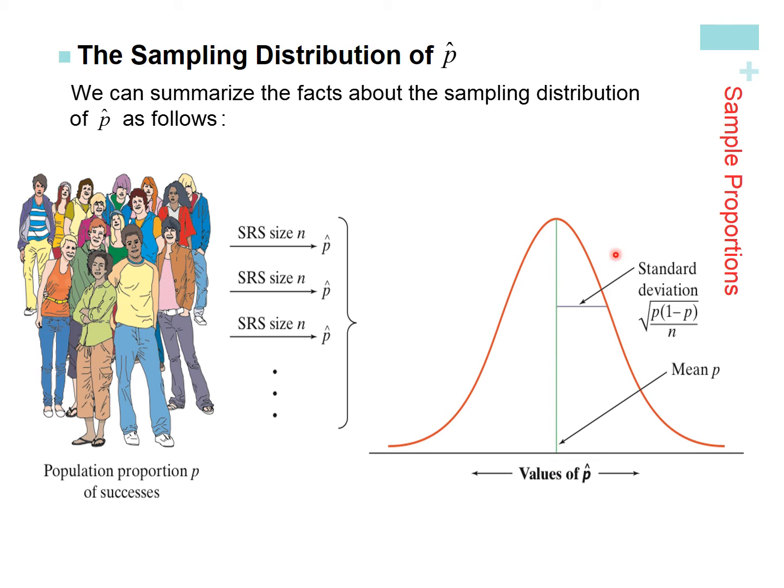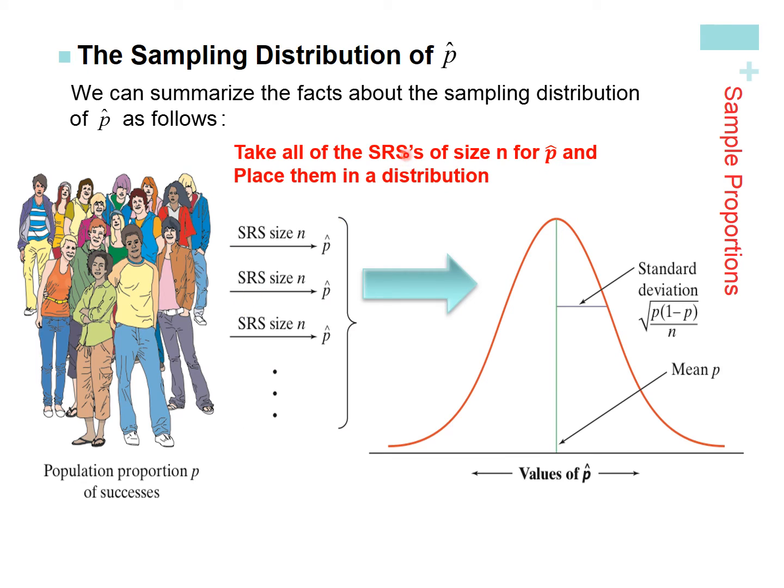What is the standard deviation? So remember, I'm going to go 1, 2, 3 standard deviations, -1, -2, -3 standard deviations. So the standard deviation of this sampling distribution is the square root of p, which is your population proportion, times 1 minus p, all over your sample size. So basically successes, failures, all over the sample size, take the square root. That's going to be your standard deviation. So we took all of our simple random samples of size n for p hat, placed them in a distribution, and we wanted to find the mean and standard deviation.